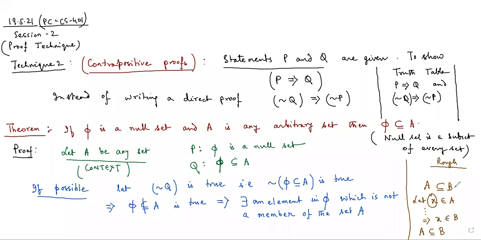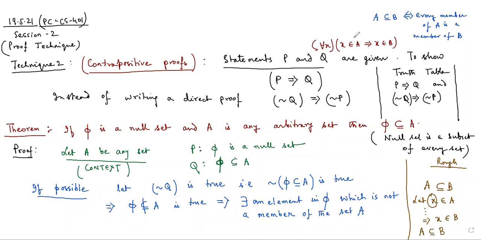Because by definition, capital A is a subset of B means that every member of capital A is a member of capital B. I'm writing over here, A subset of B implies, or double implication, every member of capital A is a member of capital B. So if you try to negate this, I can write it in this manner: for all X, X belongs to A implies X belongs to B.